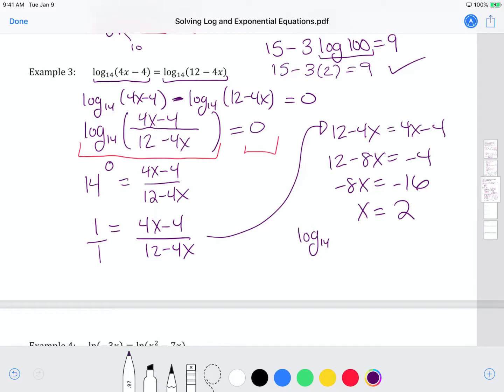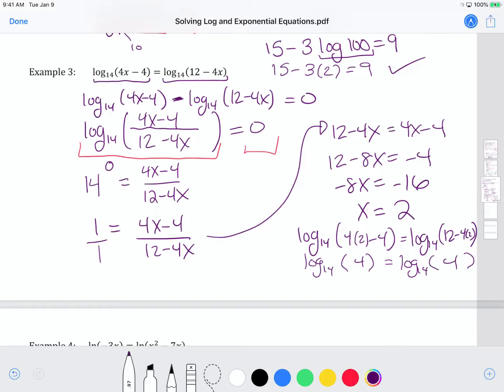So if I plug the 2 back into my original equation, I have 4 times 2 minus 4 inside the parentheses. And then on the right-hand side, inside the parentheses, I have 12 minus 4 times 2. So I have log of 14. 8 minus 4 is 4. And then 12 minus 8 is 4. So this works.